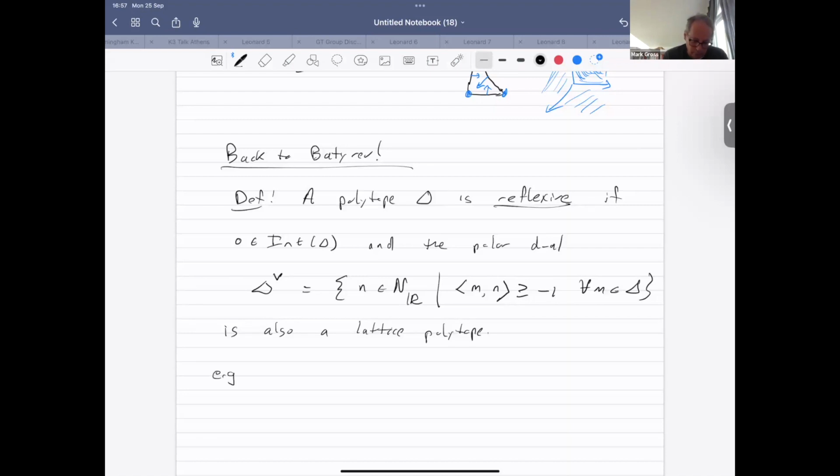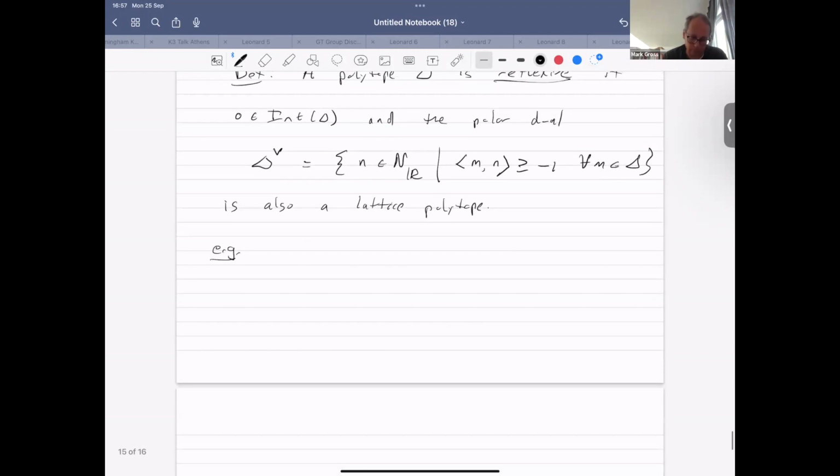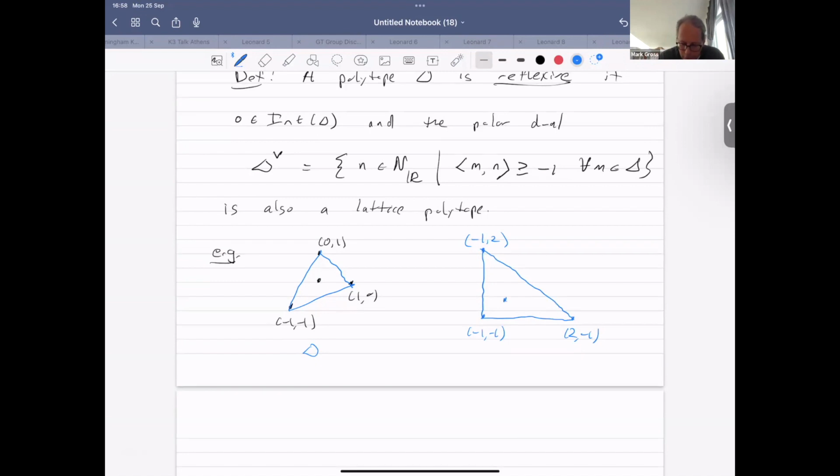So just by way of an example, here's perhaps the simplest example. We're going to take the convex hull of these 3 points. So that looks like this. So this is a lattice polytope. The vertices are all integral, and it has an interior point, which is 0. So that's delta. And then delta dual, it's not too hard to see that that is spanned as vertices by -1, -1; -1, 2; and 2, -1. Certainly, lines aren't particularly straight there, but it's clear the origin lies here.